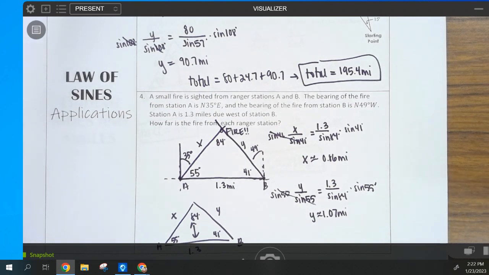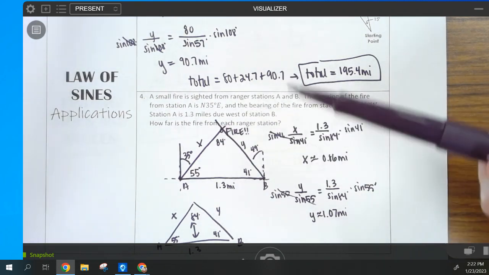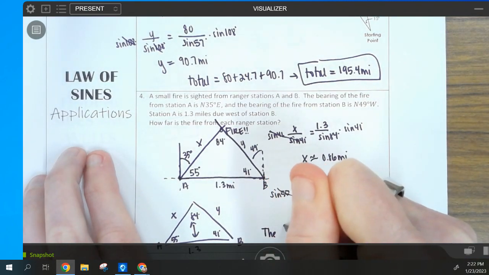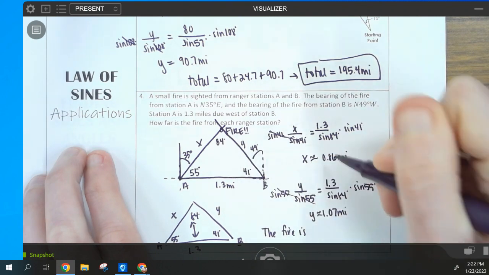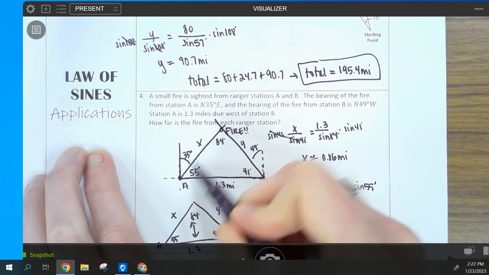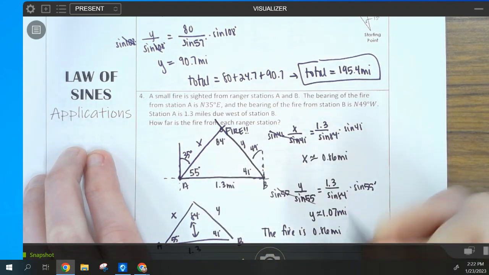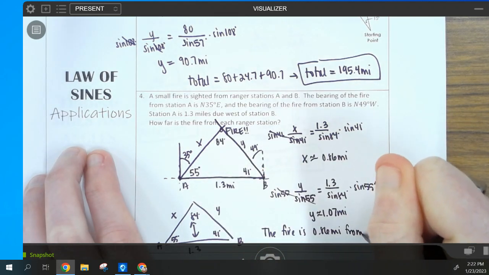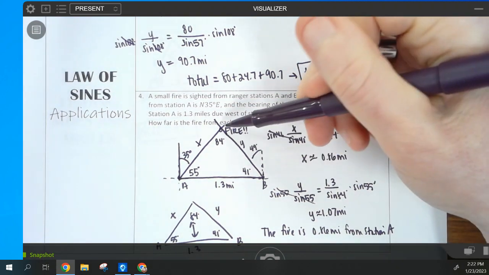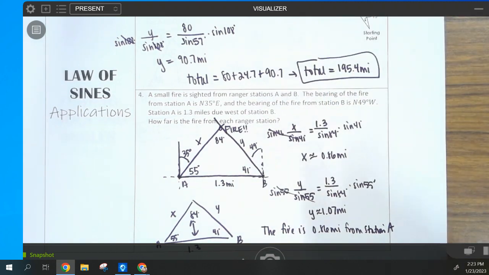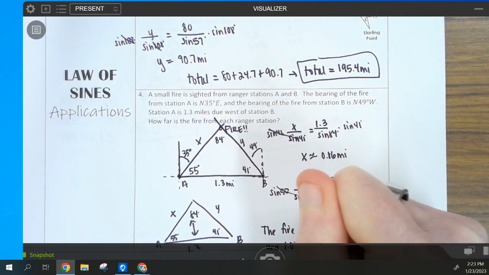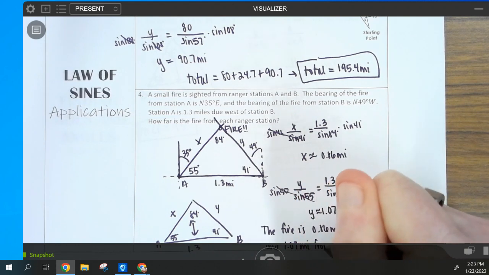So the question they wanted me to do is figure out how far the fire is from each ranger station. So now I can answer it. The fire is 0.86 miles. That was my side length X, so that was from station A. And then Y is how far it was for the fire to station B. And so Y was 1.07 miles from station B.